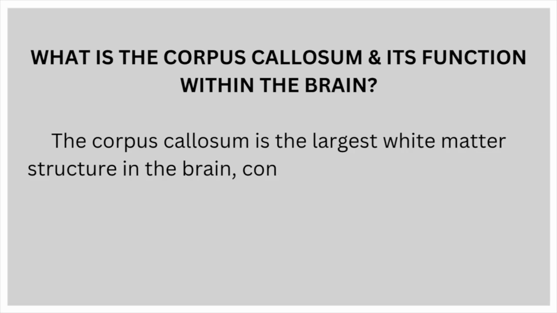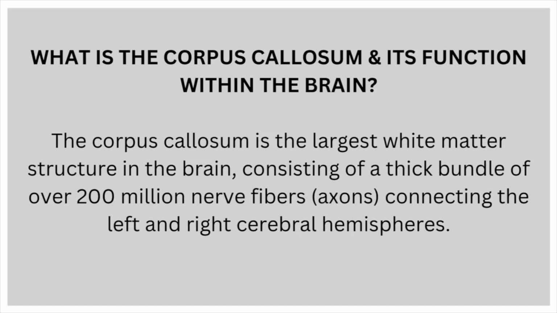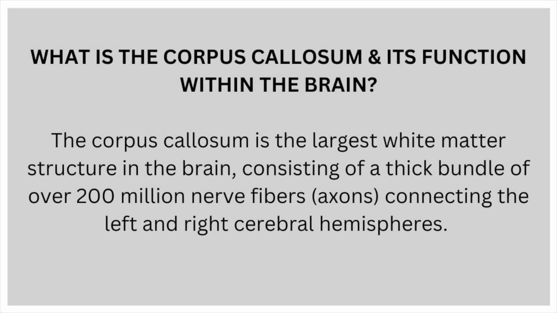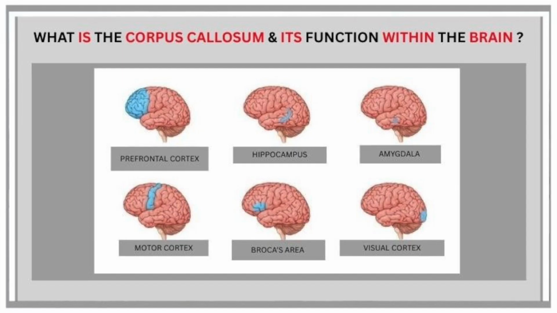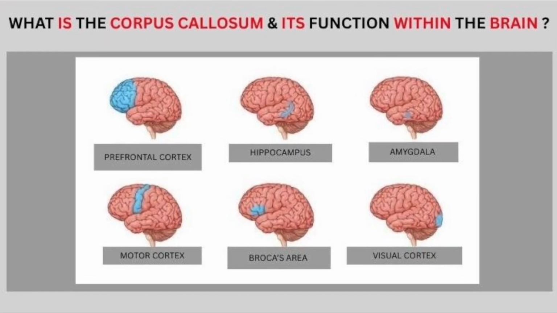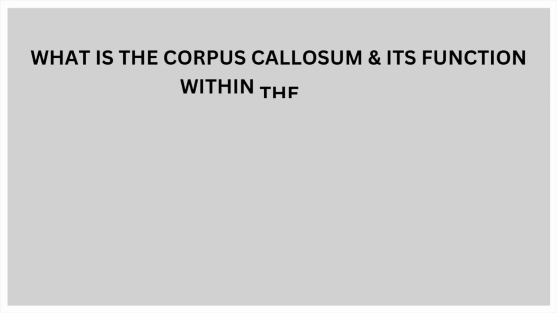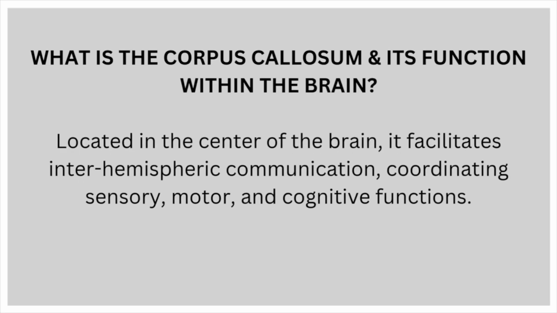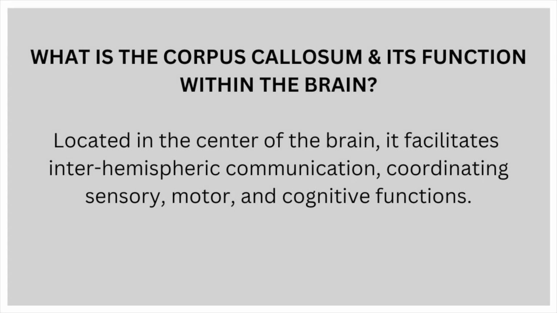The corpus callosum is the largest white matter structure in the brain, consisting of a thick bundle of over 200 million nerve fibres, axons, connecting the left and right cerebral hemispheres. Located in the centre of the brain, it facilitates inter-hemispheric communication, coordinating sensory, motor and cognitive functions.